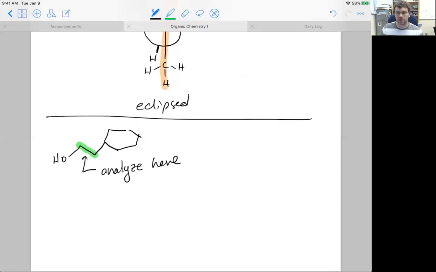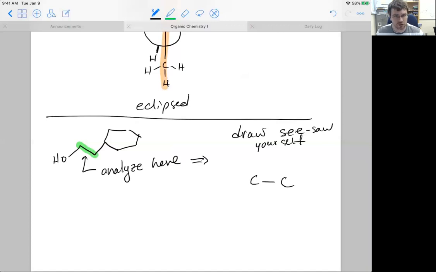So we're going to analyze this carbon-carbon bond. Now, if I do that, that's a bit awkward. You need to draw the seesaw structure. Okay, so seesaw structure is always carbon-carbon with the bond connecting the two parallel to the bottom of the piece of paper.